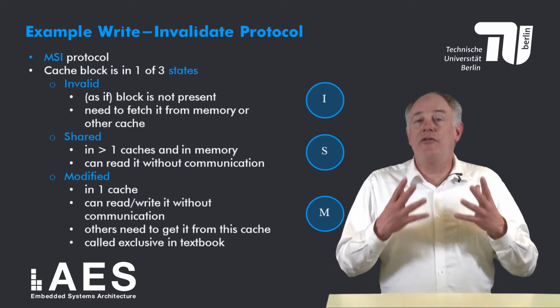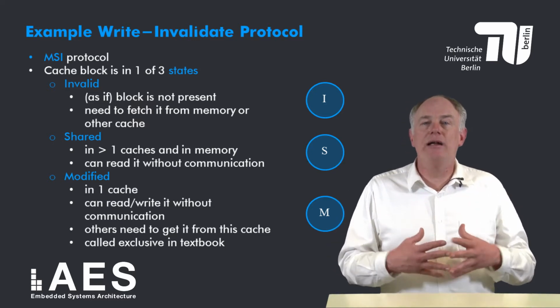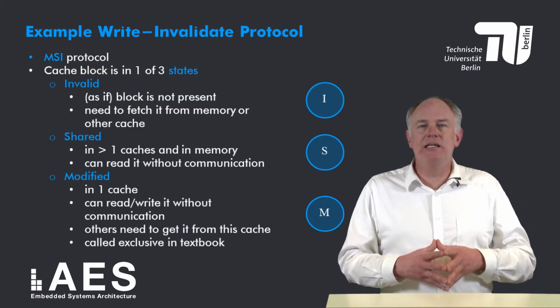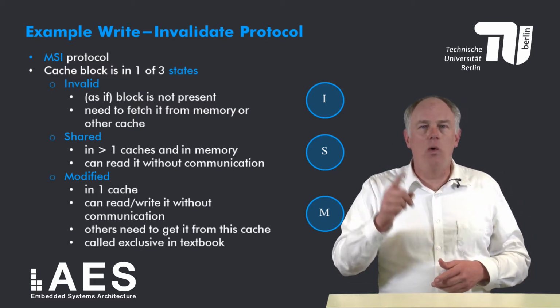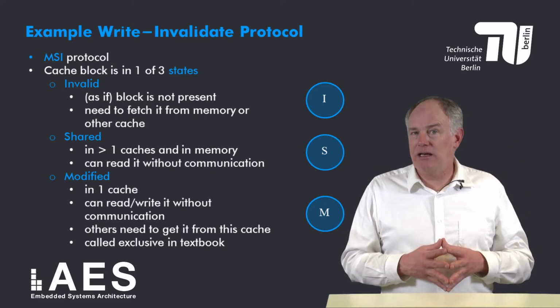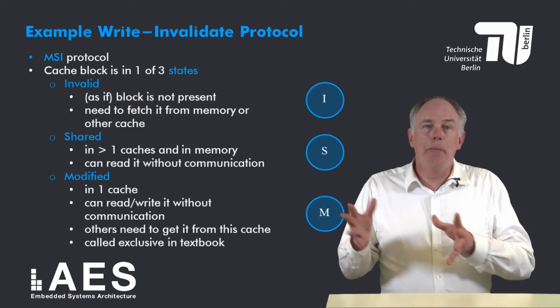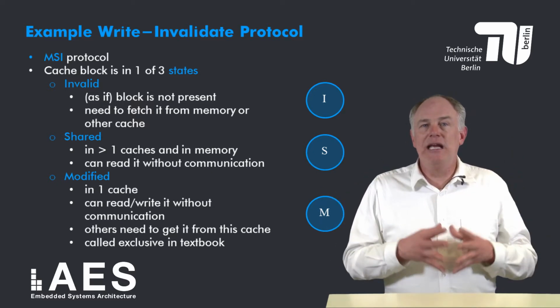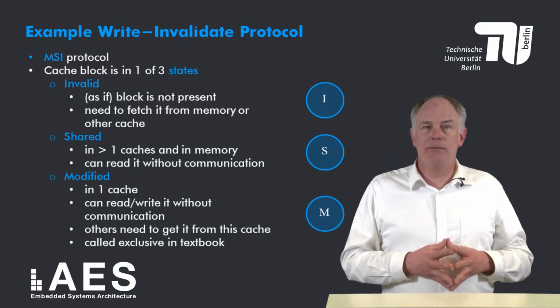The third and final state is the modified, the M state. It means that the block is present in one cache only. Therefore, that processor can read or write it without communication, but if other processors try to access that block, they will need to get it from this cache.